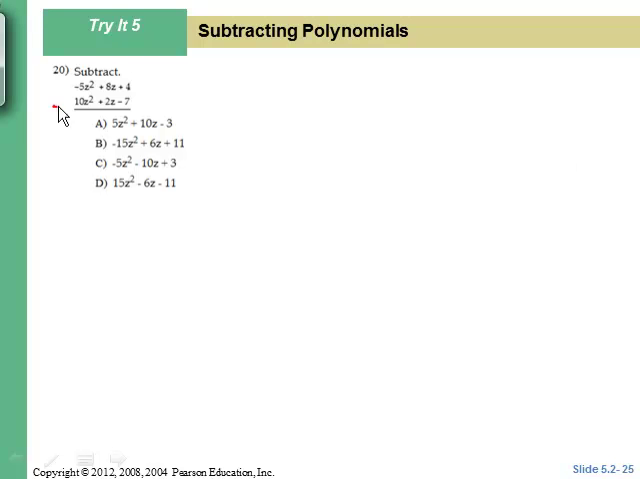For this one, remember the negative sign applies all the way across, so negative 5 minus 10 is negative 15z squared. Negative 8 minus 2 is minus 10z. 4 minus negative 7 is the same as plus 7, which is plus 11.